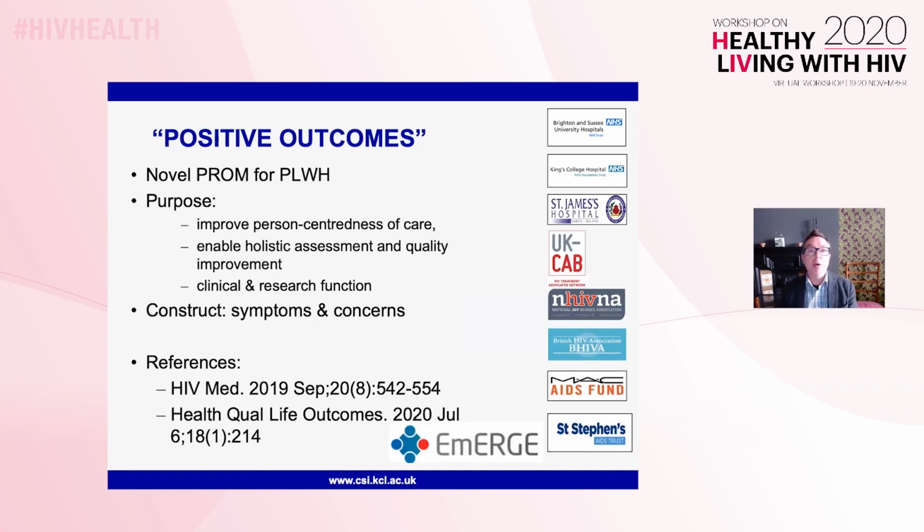So I'd like to talk briefly now about the positive outcome study, which is a novel patient-reported outcome measure for people living with HIV, which we've been developing to improve person-centeredness of care, to inform holistic assessment and quality improvement, and to develop a measure that has both a clinical and a research function. The construct that we're measuring with this is clearly symptoms and concerns because we want it to be used in routine practice. And there are a number of papers we've published now on the development and initial validation stages of the positive outcomes patient-reported outcome measure. And I'd also like to acknowledge all of the colleagues on this slide who have been part of the positive outcomes program of research.